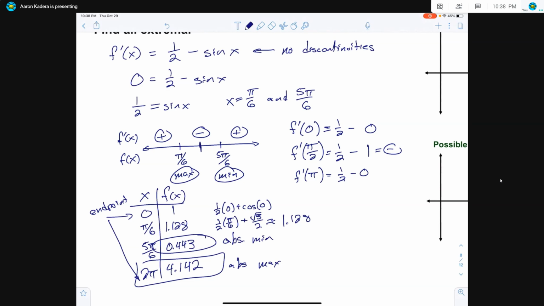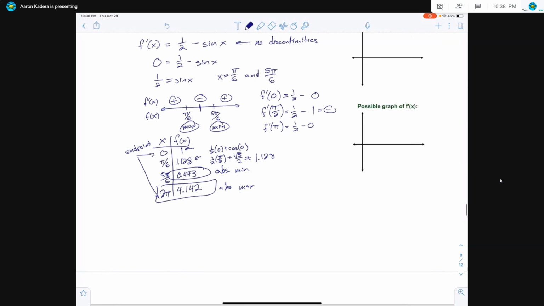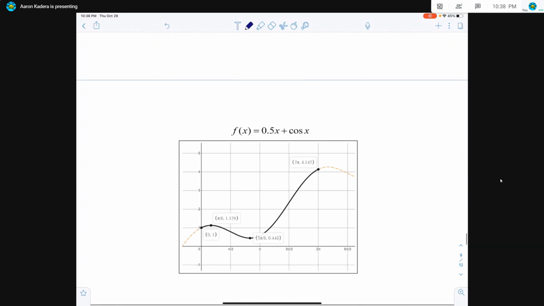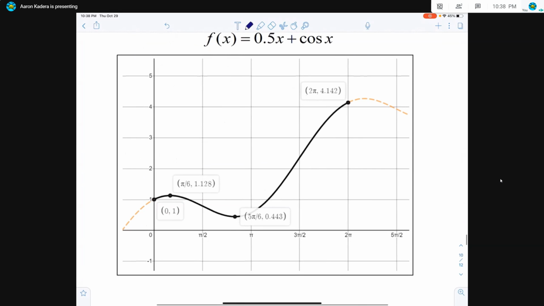And then this must be a relative min. Yep, and then this is a relative max. And we can go confirm that by graphing it if you wish. If you're curious, this is what the function looks like on that interval. And you can see we got a relative max there.